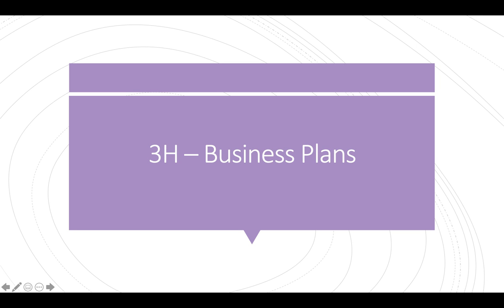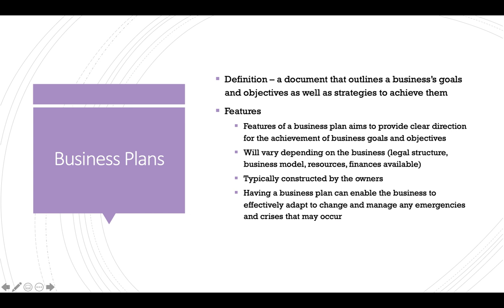Today we are looking at 3H, looking at the business plans. So this is what your SAC is going to be based on. You are effectively going to be developing a business plan based on a business of your choosing. Okay, so it can range from a cafe owner, you can be a fast food provider, clothes shop, hairdresser, tradie, anything you want. Okay. All right, so what actually is a business plan?